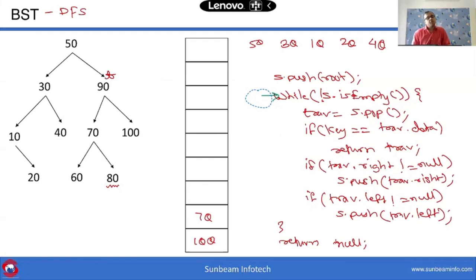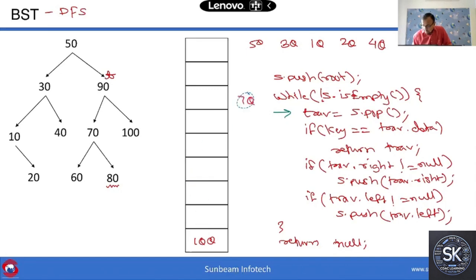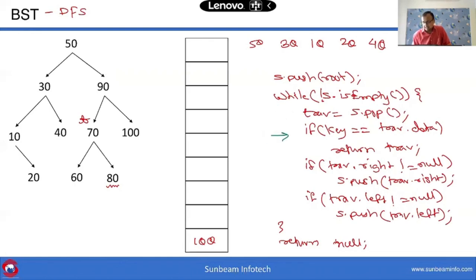While stack is not empty, you pop the next element. Next element you popped is, let's say, 70. Oh yes, 70 is popped and you're checking, is it matching 80? No, it is not yet matching 80. Its right child, put it onto the stack. Its left child, put it onto the stack. Right child is 80. You pushed onto the stack. Left child 60. Yes, you put onto the stack. Okay, that is done.